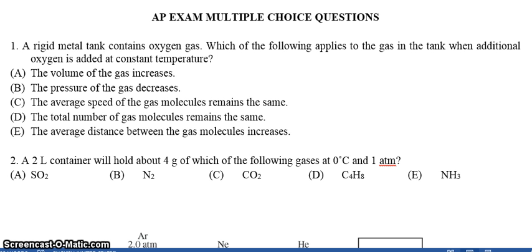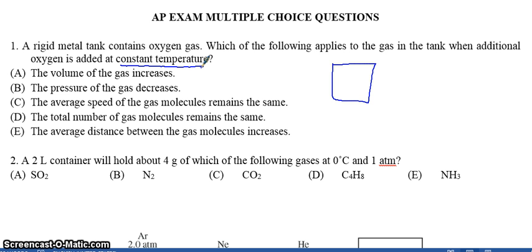Number 1, a rigid metal tank contains oxygen gas. By rigid, we mean its volume cannot expand. Which of the following applies to the gas in the tank when additional oxygen is added at constant temperature? This is also important that it happens at constant temperature, which means we're adding it slowly, not allowing the temperature to rise. A says the volume of the gas increases.